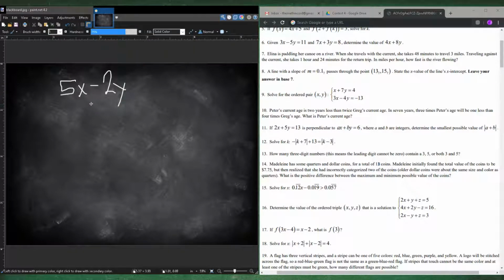So you switch the 2 and the 5, and you put a negative in front of the y, so negative 2. It's equal to basically any value, because then it's going to be perpendicular. So it doesn't matter. Now determine the smallest possible value of a plus b. The reason they ask this question is they want to test your knowledge, like can you do variables. So it's going to have to be a 5 and a negative 2, or some kind of multiple like that.